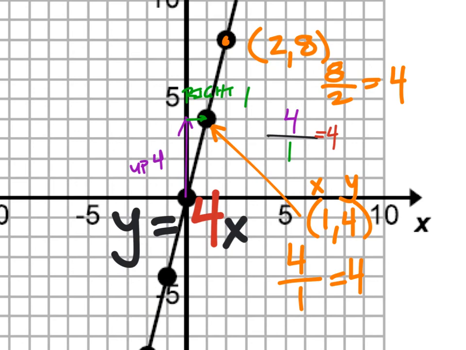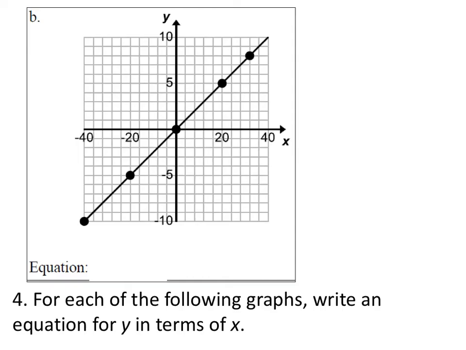Now, because we know a proportional graph has to be straight, and it has to go through the origin right here in the middle, as soon as it doesn't go through the origin, we can't do this with the ordered pairs. So I prefer to look at it with this stair-step kind of thing. So take a minute and see if you can find the rate of change on this one in order to write the equation, all right? 1 minute, go.